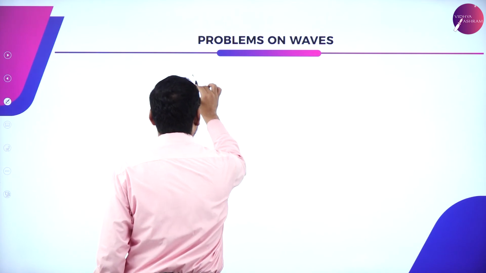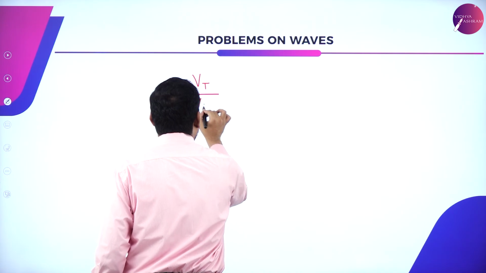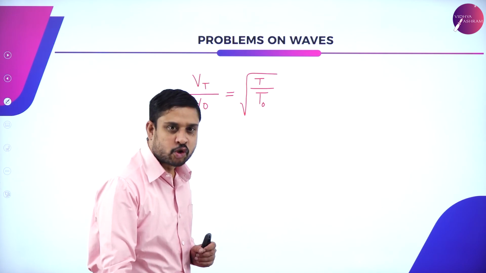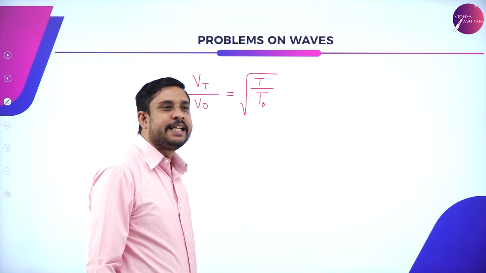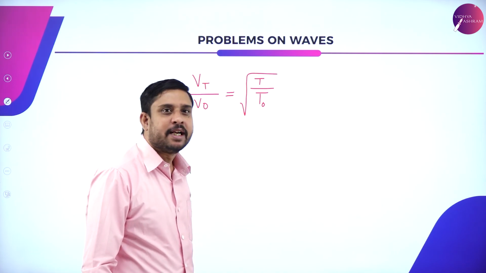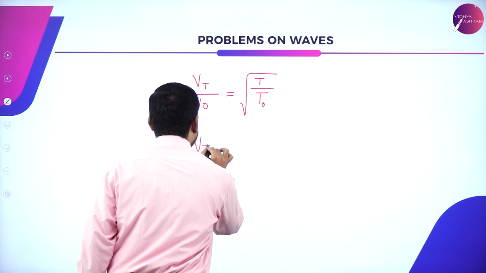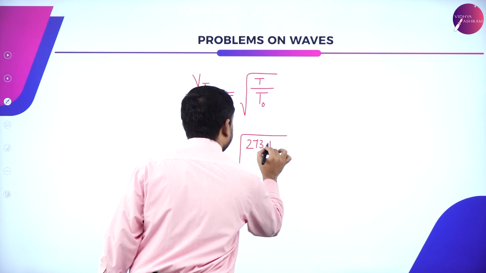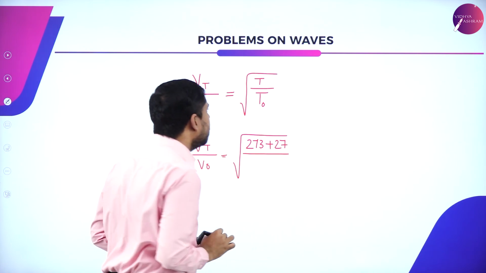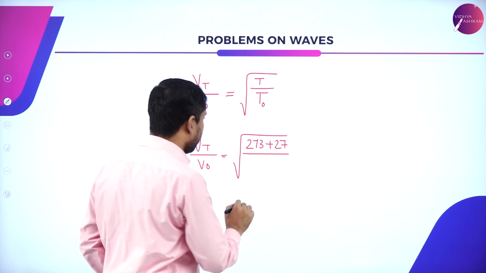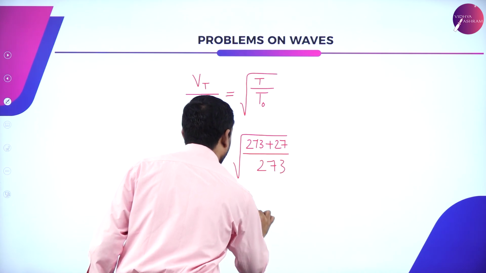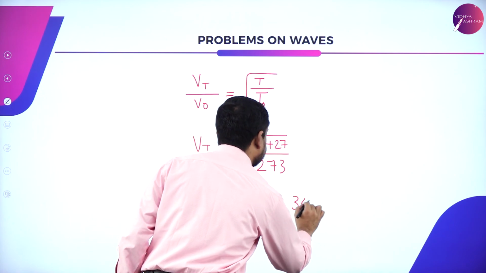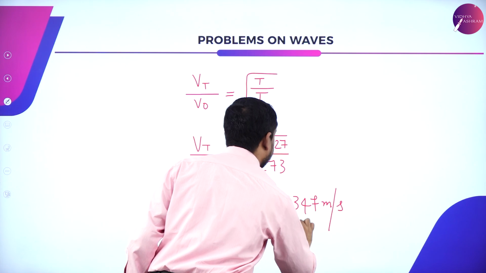But we also know Vt by V naught is root of T divided by T naught. Isn't it, students? In the session we have told this. Vt by V naught is root T divided by T naught. So Vt by V naught is root of 273 plus 27 divided by T naught, which is 273. And on simplification, Vt turns out to be 347 meter per second.